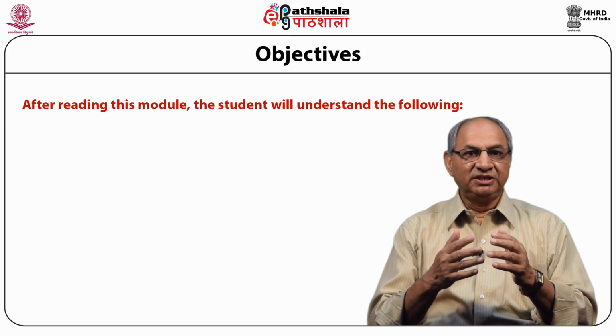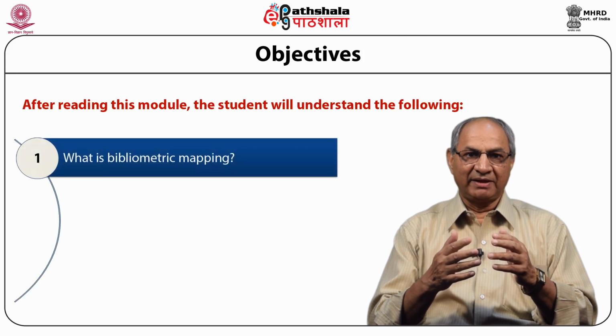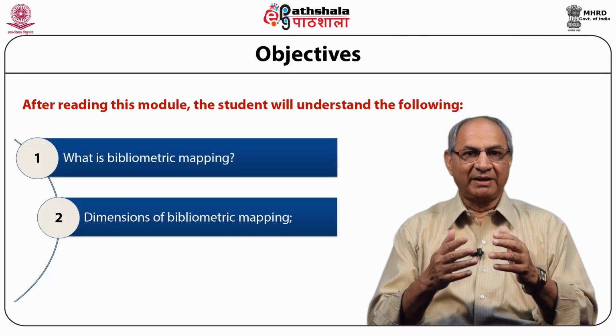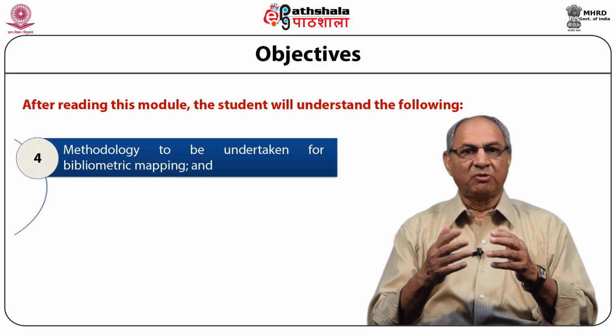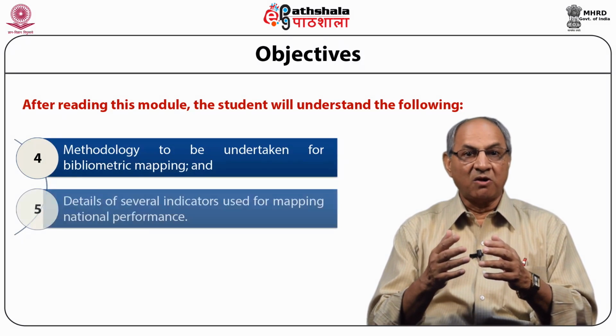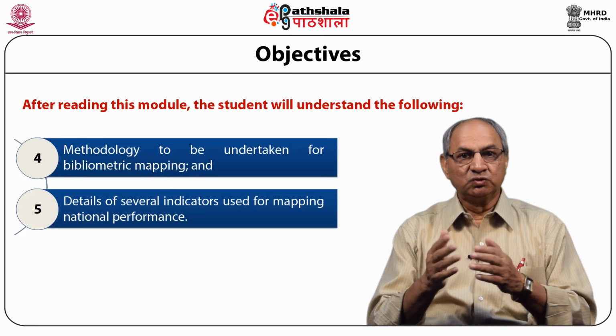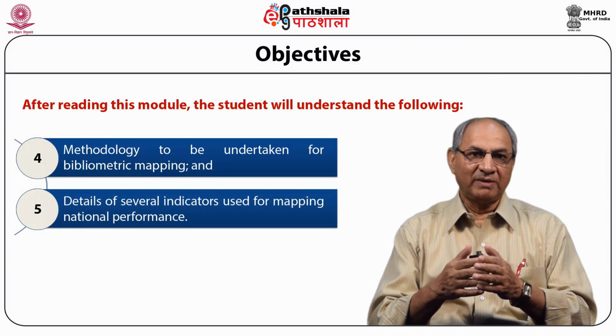In the context of science policy and research management, bibliometric maps can be used to support decision making by governments, funding agencies, and universities. After reading this module, the student will understand the following. What is bibliometric mapping? Dimensions of bibliometric mapping. Different indicators for mapping. Methodology to be undertaken for bibliometric mapping, and details of several indicators used for mapping national performance.